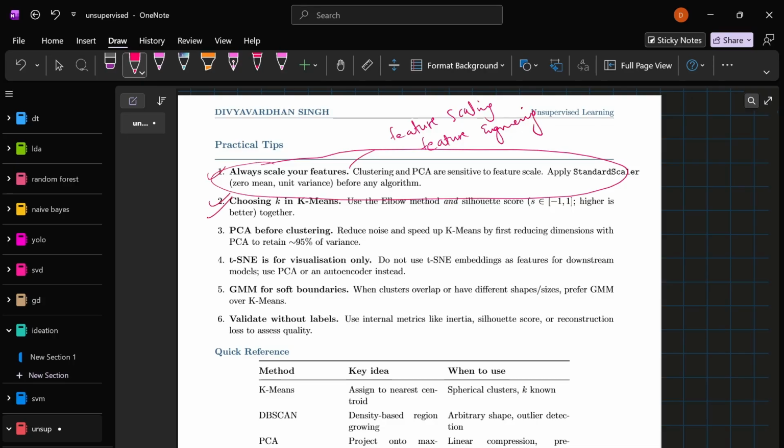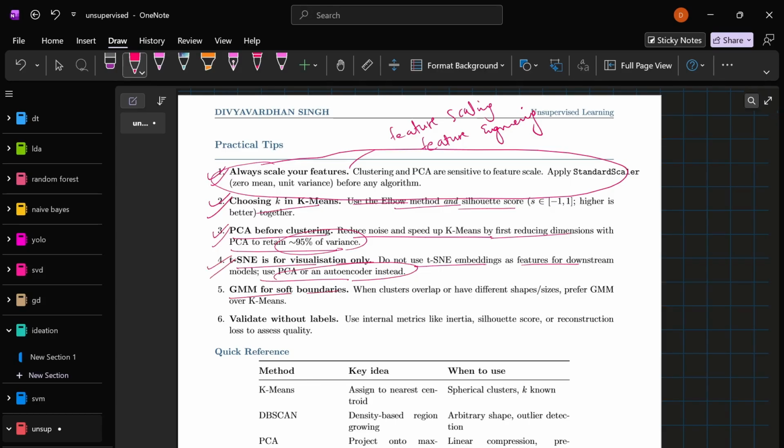Second, choosing the value of k. k is a hyperparameter in k-means clustering, so you have to choose it properly. Third, PCA before clustering. Always before clustering, reduce the dimension, keeping enough components to retain about 95% of the variance. The fourth tip is that the t-SNE plot is only for visualization. Don't use its output repeatedly as input to a downstream model.